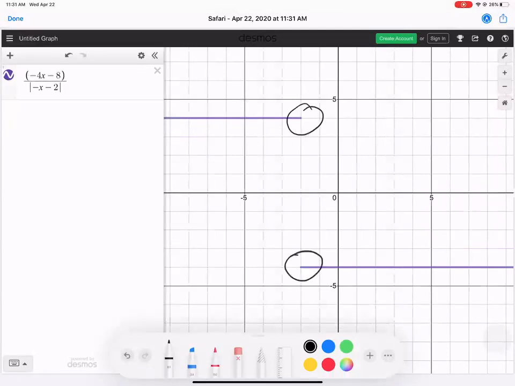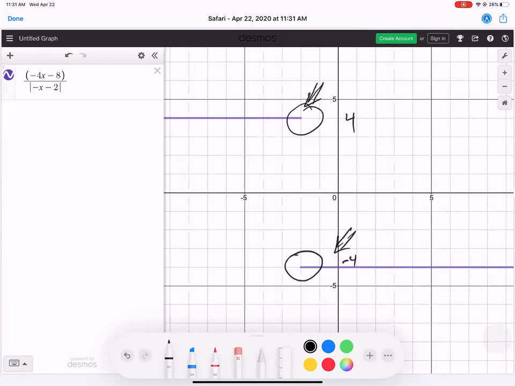Does the left side and right side agree? No. One says +4 and one says -4. As we talked about before, the graph on the left side looks like a +4. The graph on the right side looks like a -4. Now again, how do we do that?